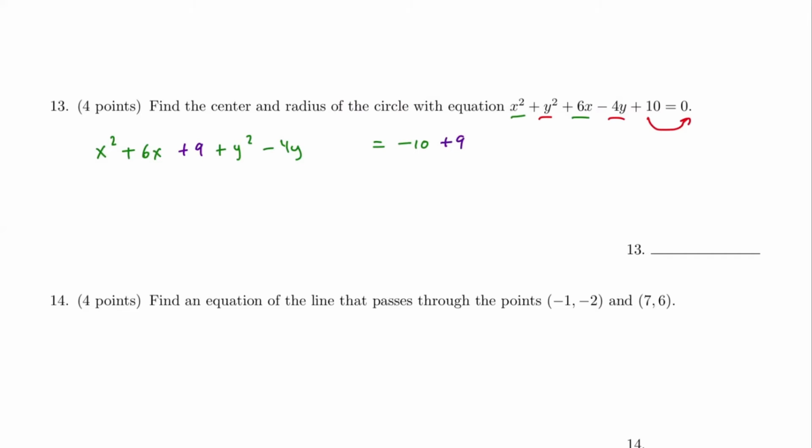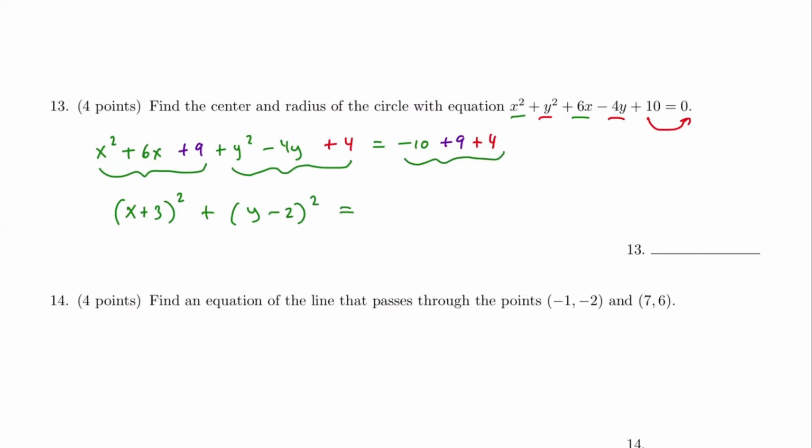For the y variable, we take half of this value and we square it. So that'll be negative 2. You square it, you get positive 4. You add 4 to both sides. All right, now you factor. So these guys will factor into (x plus 3) squared. And these guys will factor into (y minus 2) squared. And on the right-hand side, you add these up. So negative 10 plus 9, that's negative 1, plus 4, that's a 3.